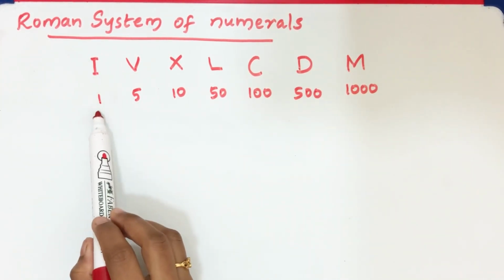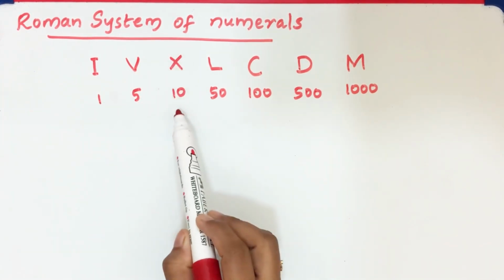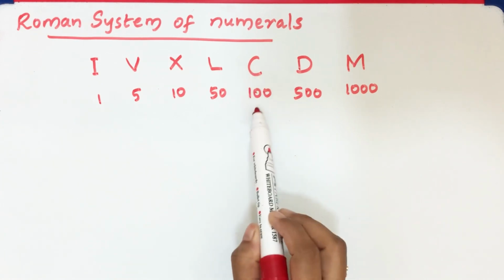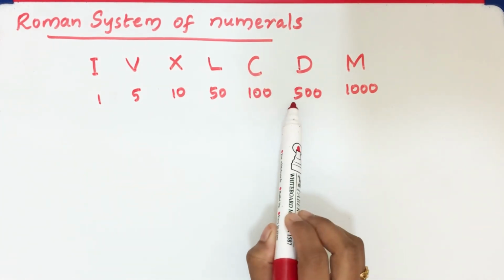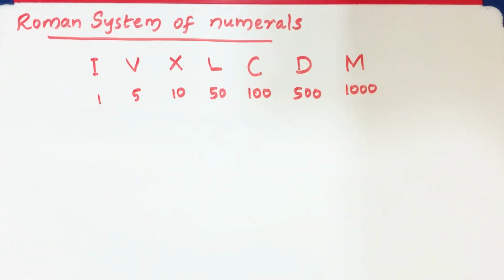See, I stands for 1, capital letter V stands for 5, X for 10, L for 50, C for 100, D for 500 and M for 1000. We have some simple rules here. Knowing those very simple rules, we can get all the numbers.